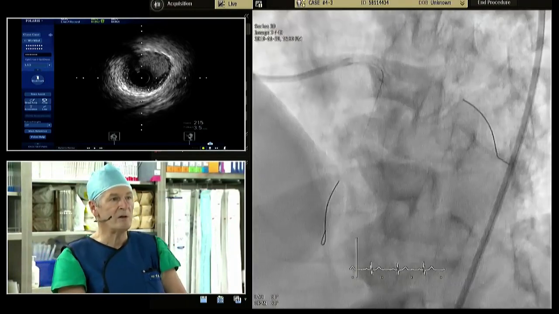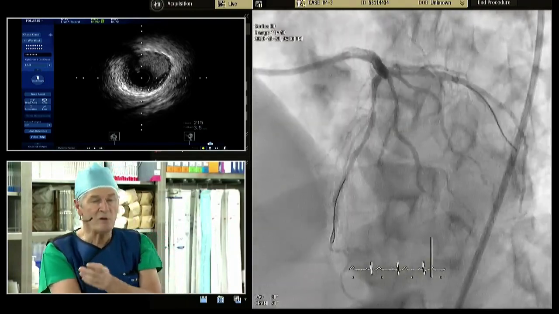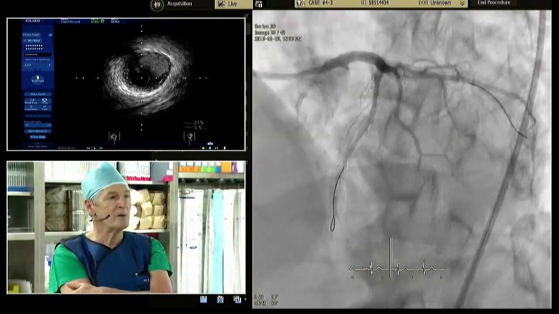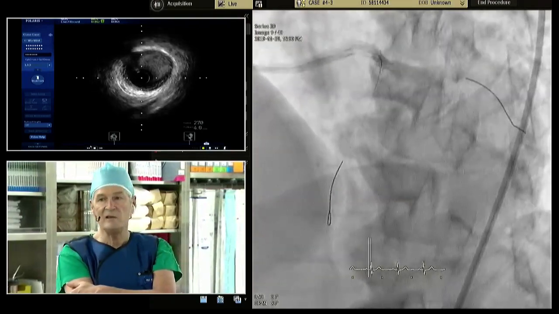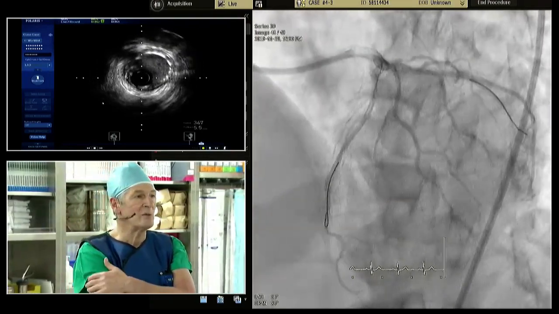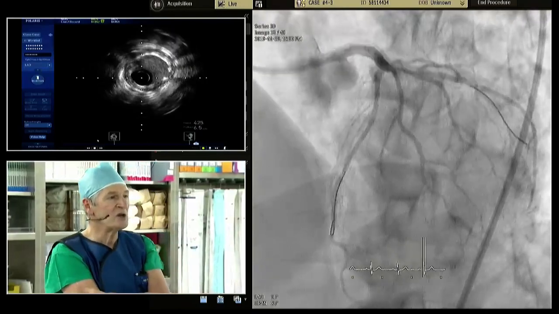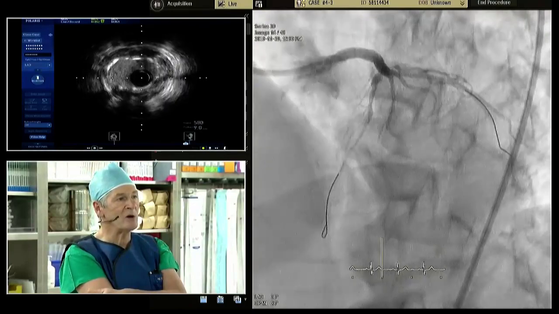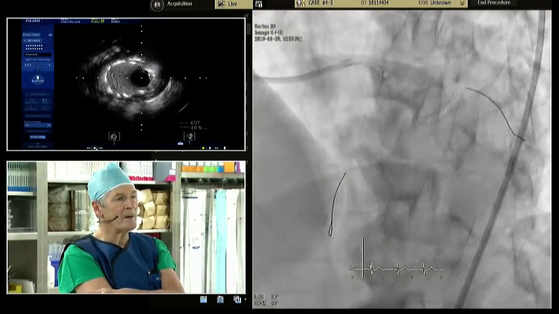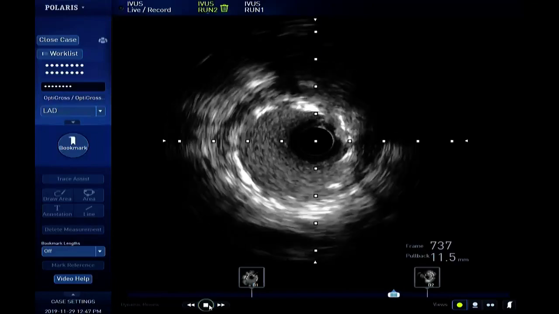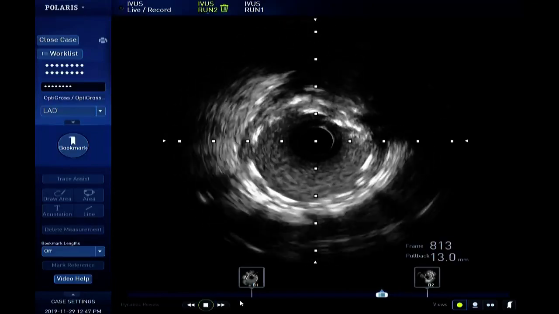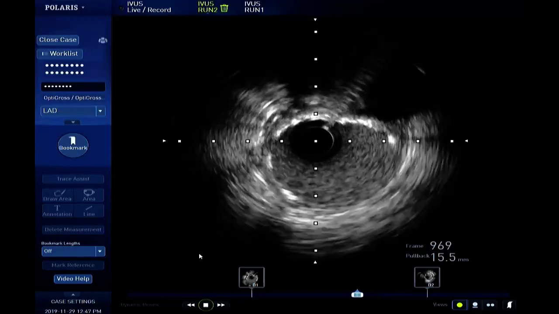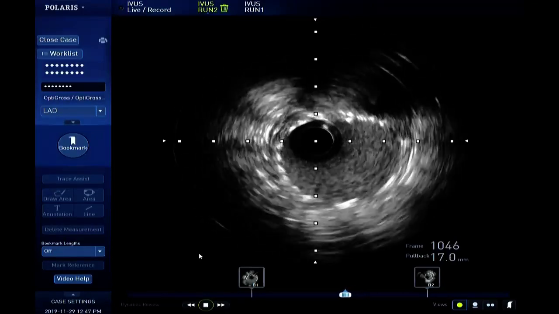We have another one. Okay. And we have done a final IVUS, so I will show you the IVUS. Pullback from the LAD, just distal to the stent. You see that we have a nice apposition of the stent, very circular. This is a bifurcation with diagonal branches. And now we are in the LAD. You see that we have a diameter which is a little bit more than 3.